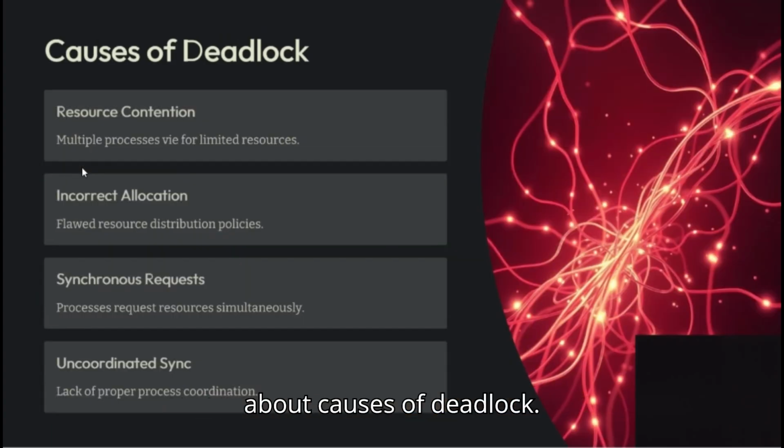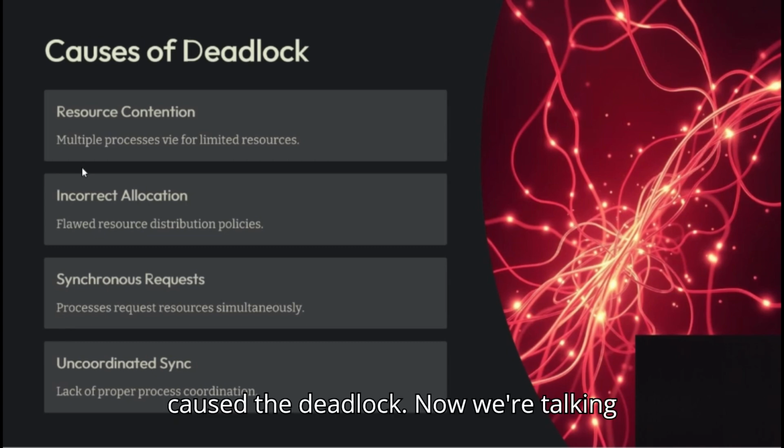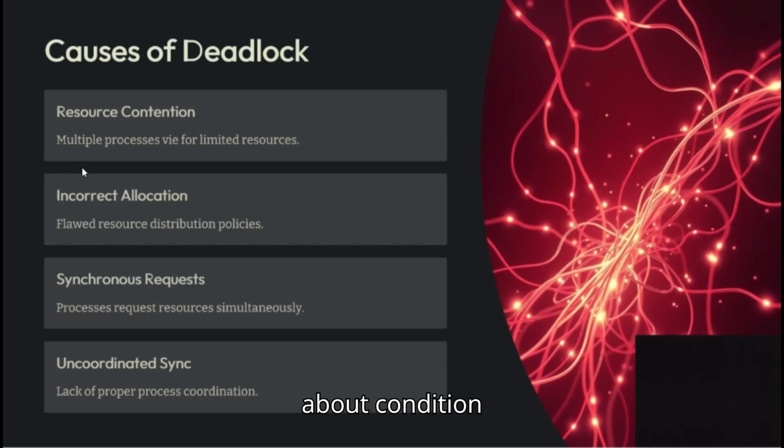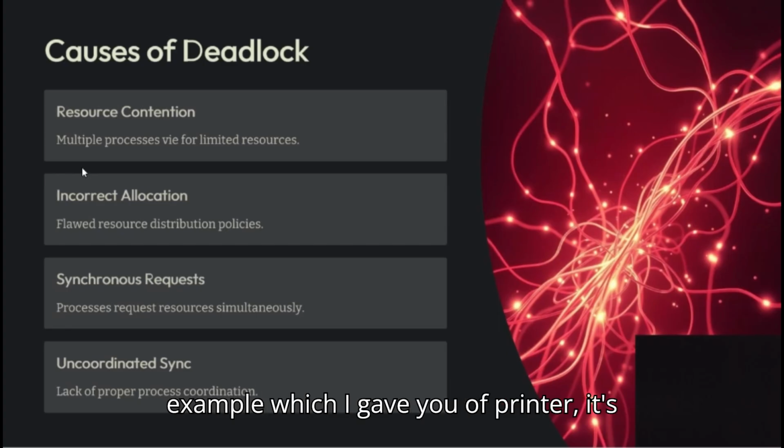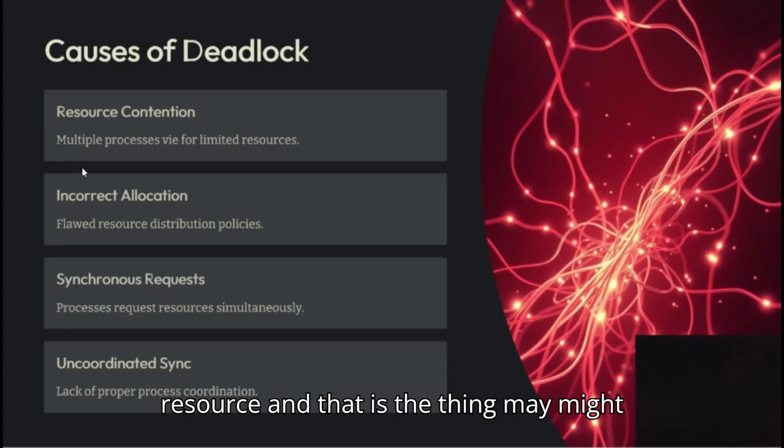Now we're going to talk about causes of deadlock. These were the four conditions that caused the deadlock. Now we're talking about: let's say even if these conditions are not met, what other things cause deadlock, bringing us back to these conditions. The first is resource contention, meaning multiple processes vie for a limited resource, which is called mutual exclusion. For example, the printer which I gave you, it's saying the same thing, that multiple processes need the same resource, and that might cause a deadlock.